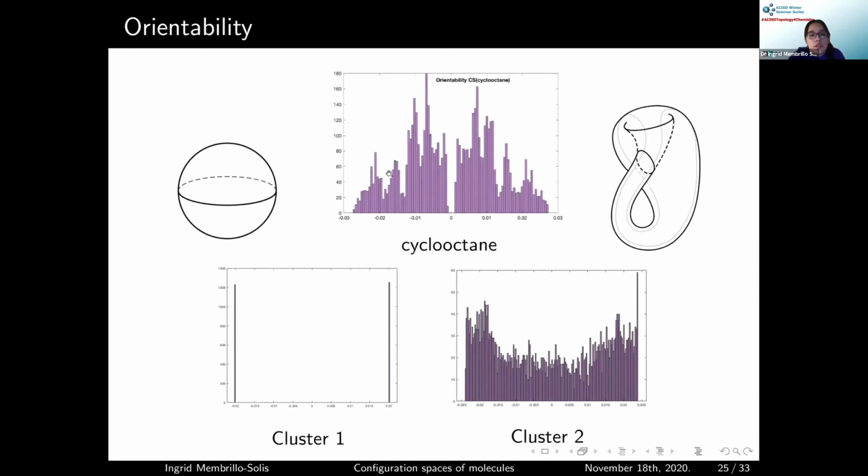Then what we tried to do is to split the data into two clusters. What we obtain is that one of these two clusters is clearly orientable, whereas the other is not. We knew from this paper of Martin that one corresponds to the sphere, which is the orientable case, and the other corresponds to the Klein bottle, which is a non-orientable surface.